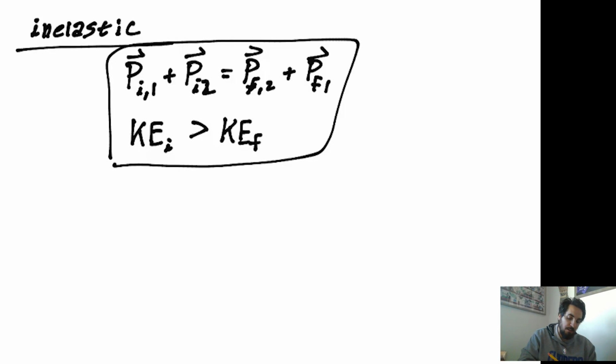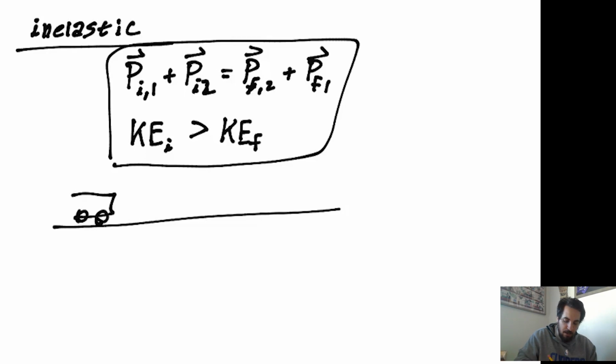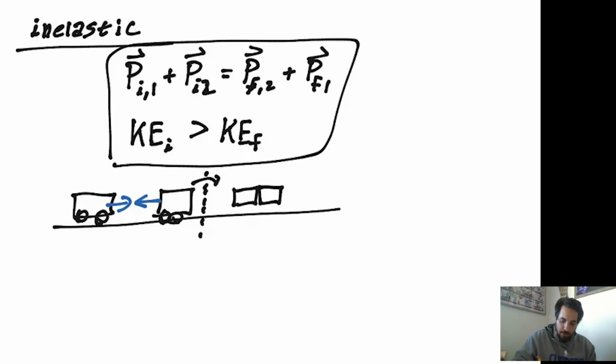That's going to be useful because when we look at our scenario here, let's go back to saying we have two carts. Our two carts are going to be initially heading towards each other before the collision, and then after the collision occurs, we'll have our two carts stuck together, moving to the right.